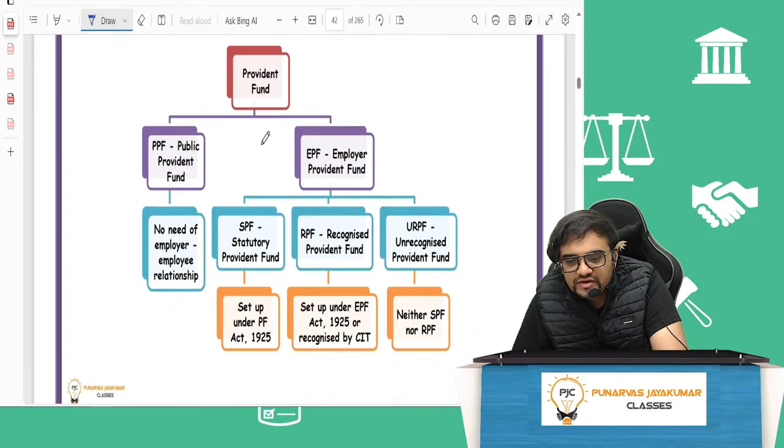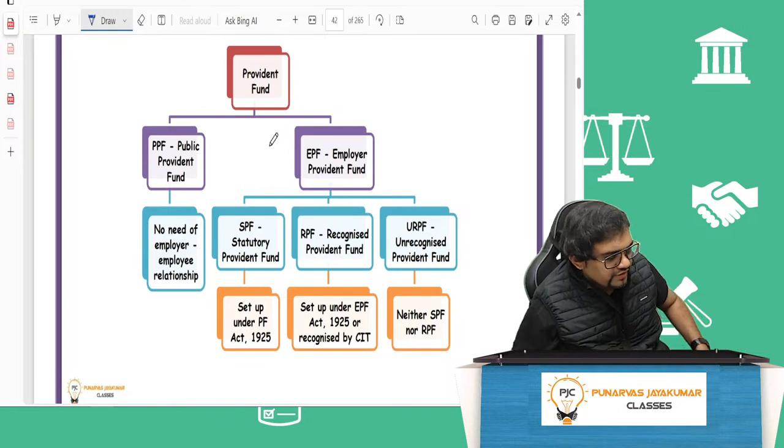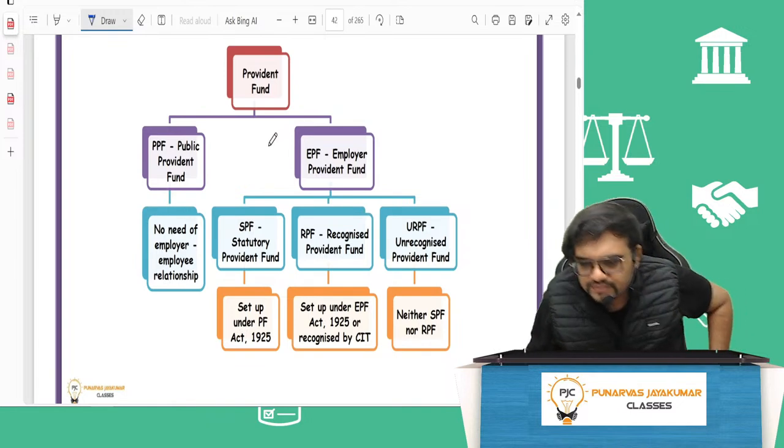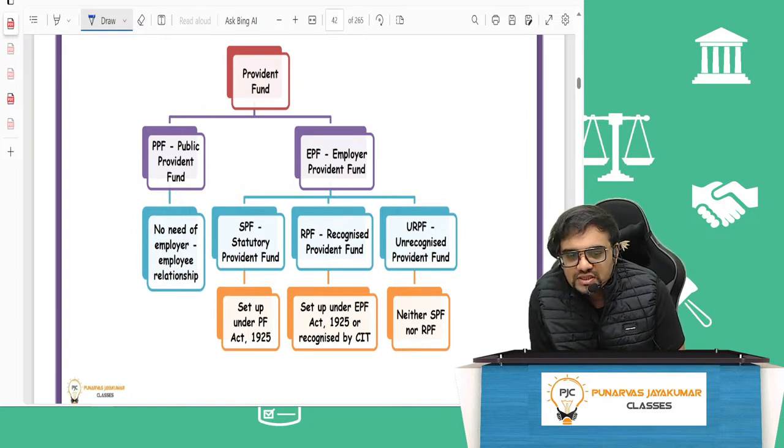Provident fund. Provident fund, there are two types. PPF, Public Provident Fund. Then EPF, Employer Provident Fund. In the Public Provident Fund, there's no need of an employer-employee relationship. Even you and I can invest in the public provident fund. But if an employer-employee relationship is there, that is called EPF, Employer Provident Fund.